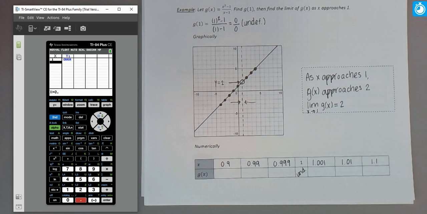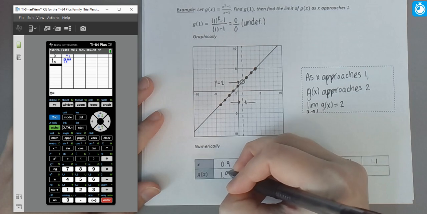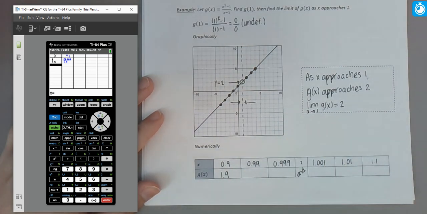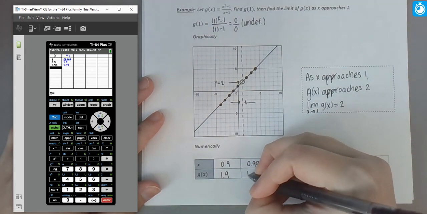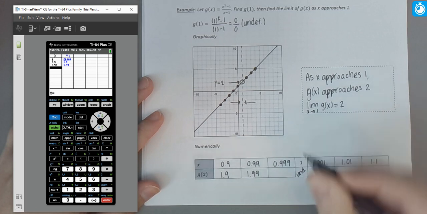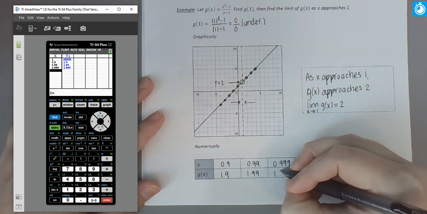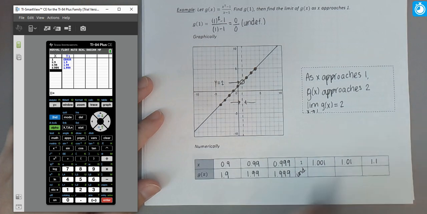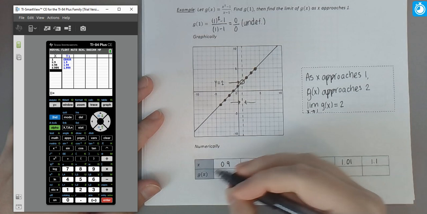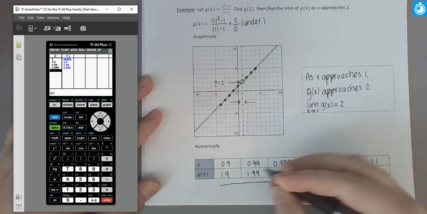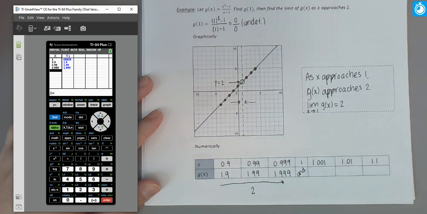But now we want to see what happens with those x values that approach 1, either from the left or from the right. So for 0.9, our associated y value is 1.9. For 0.99, a little bit bigger, we get an output of 1.99. You can probably guess what's going to happen with the next one just based on the pattern: 1.999. So again, we increase by small amounts, but we're clearly getting closer and closer to a particular value, and specifically this value is 2.